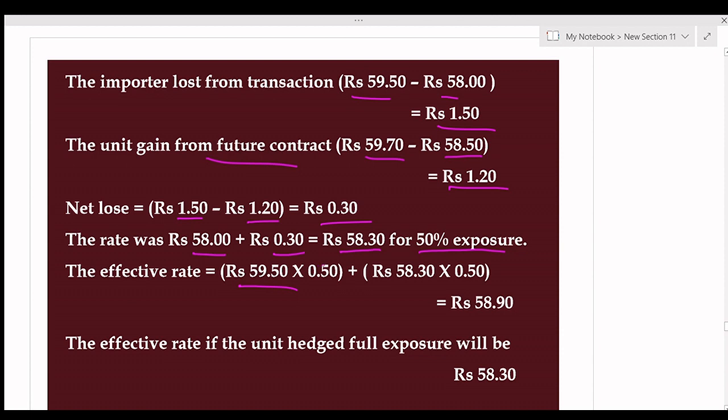59.50, that is the spot rate which was not hedged, into 0.50, that is 50% is not hedged, and 58.30 multiplied with 0.50, that is 50% is hedged, is equal to rupees 58.90 effective rate. And the effective rate if the unit hedged full exposure will be rupees 58.30.